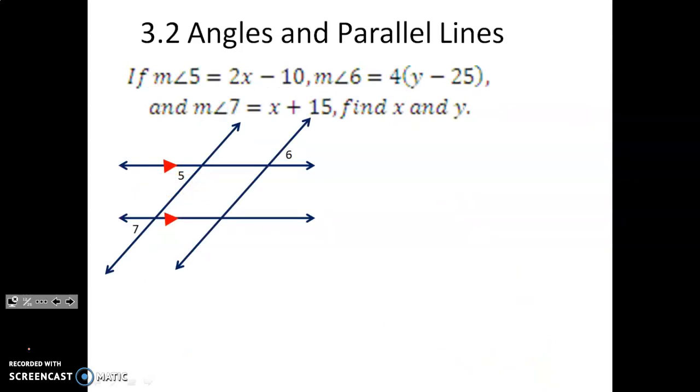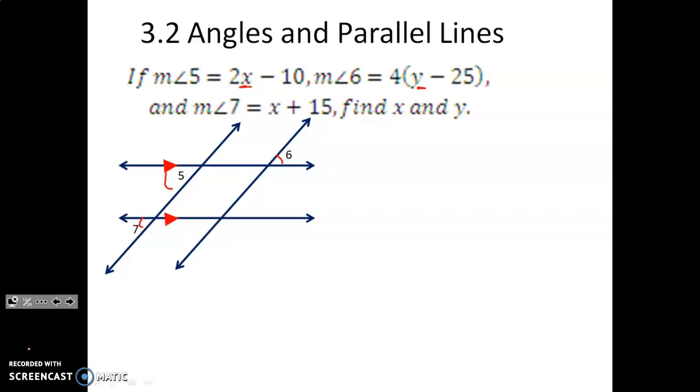Now, the last one here, if you look at the letters of it, and we'll go quickly here. We know that angle 5 and angle 6 are congruent because they're alternate exterior angles. But when we do that, we have an X and we have a Y. So it's probably not a good idea to set those equal to each other. But angle 5 and angle 7 are corresponding angles and they're congruent to each other.